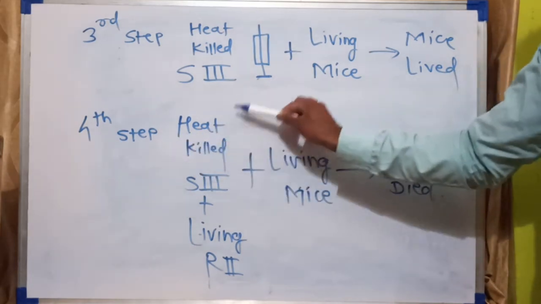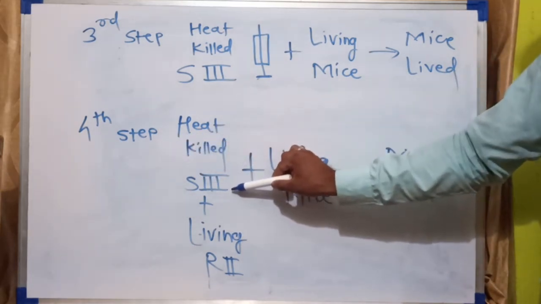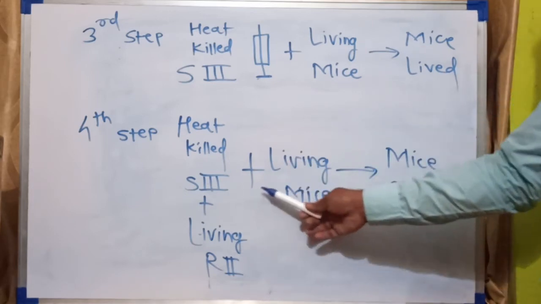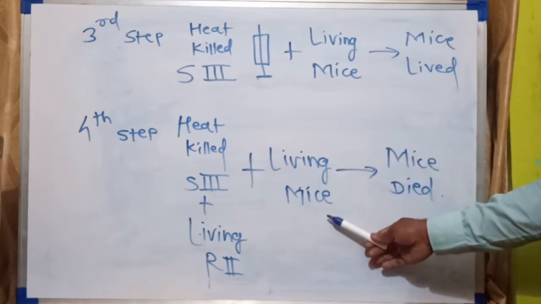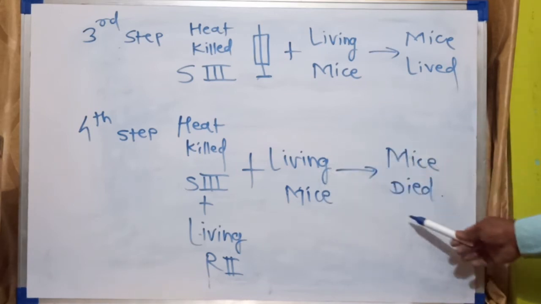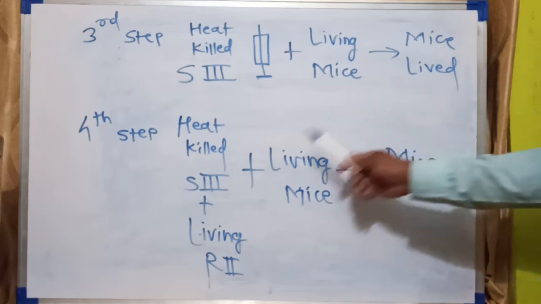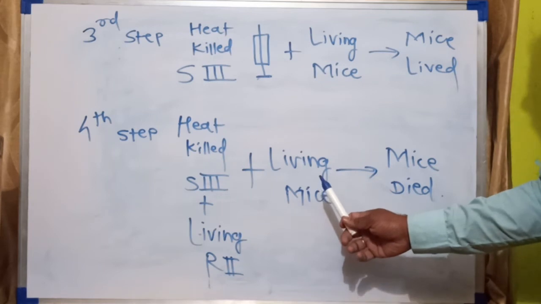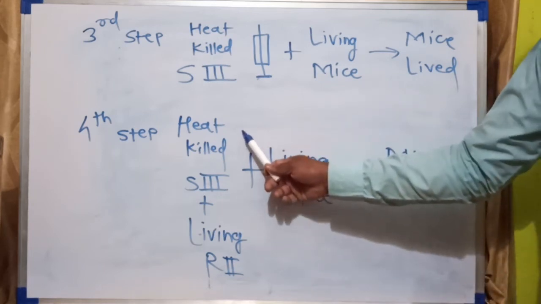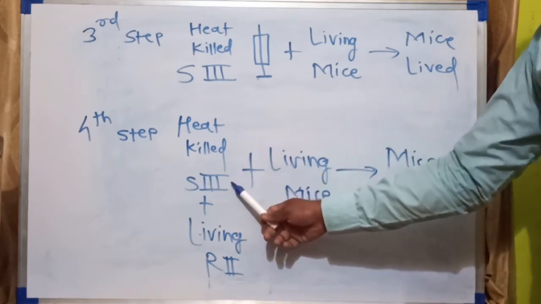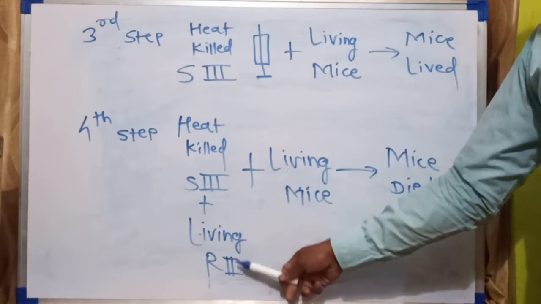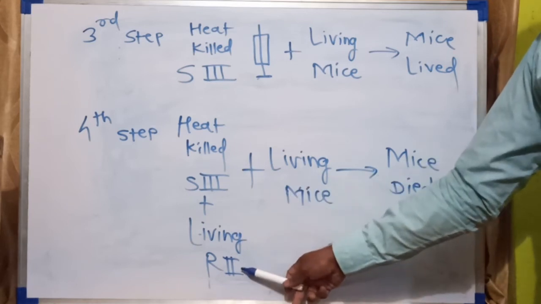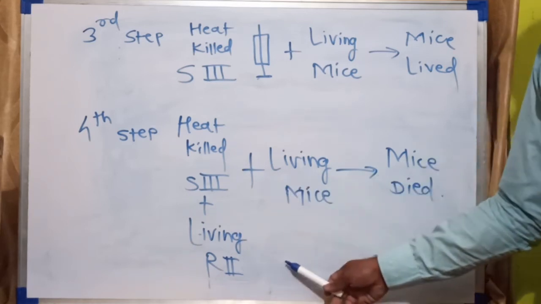In the fourth step, the same heat killed S3 suspension is taken along with living R2 cells. So when it is injected into another living mice, what happened? Surprisingly, the mice died. The fourth step, mice died. How was it possible? Griffith was confused. So he again observed the S3 cells were completely killed, 100% killed. But something from these dead S3 cells transformed these R2 into capsular S3.